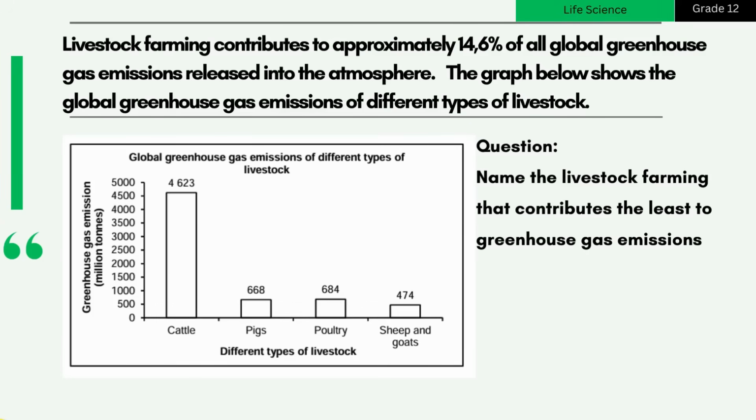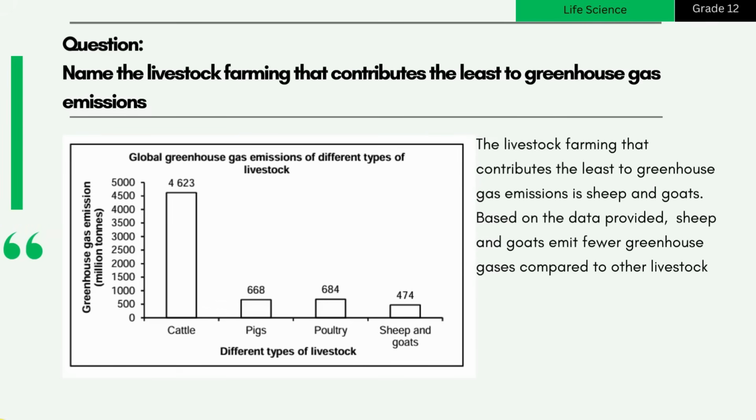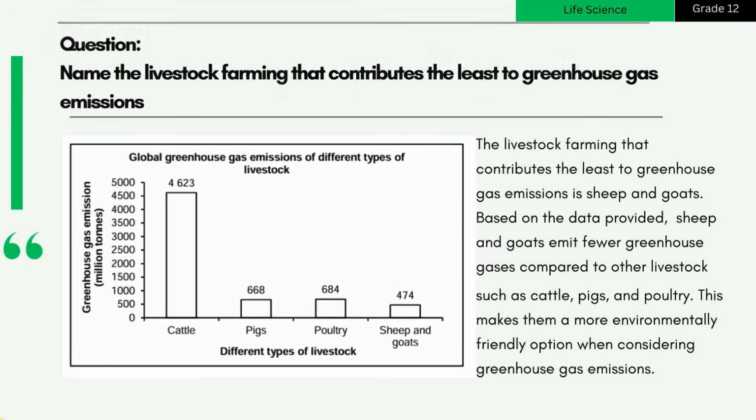Question: name the livestock farming that contributes the least to greenhouse gas emissions. The livestock farming that contributes the least to greenhouse gas emissions is sheep and goats. Based on the data provided, sheep and goats emit fewer greenhouse gases compared to other livestock such as cattle, pigs, and poultry. This makes them a more environmentally friendly option when considering greenhouse gas emissions.